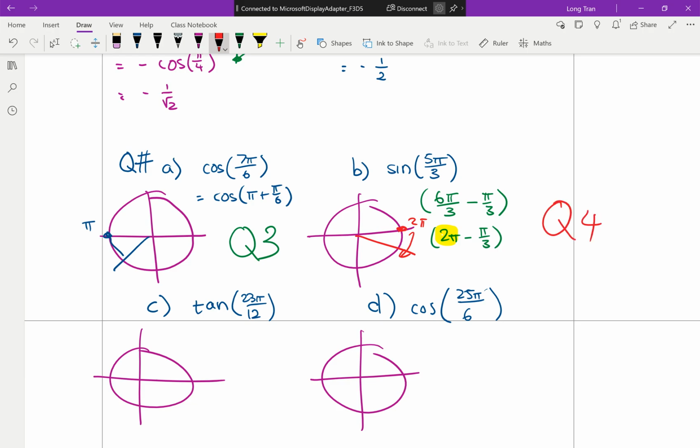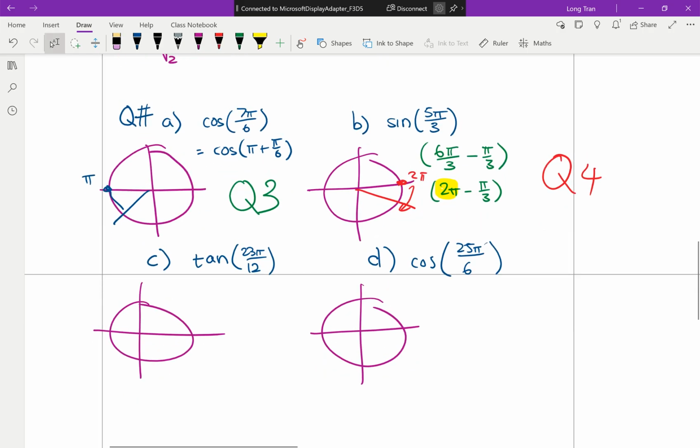See what I'm doing? Your first skill is to figure out where the quadrants are. So let's go back. Number C, tan. I'm only interested in 23 pi on 12. Where is 23 pi on 12? Quadrant 4. Very good. Because 23 pi on 12 is the same thing as writing 24 pi on 12 take away pi on 12. We know 24 pi on 12 is the same thing as 2 pi minus pi on 12. Here again, we're in quadrant 4.